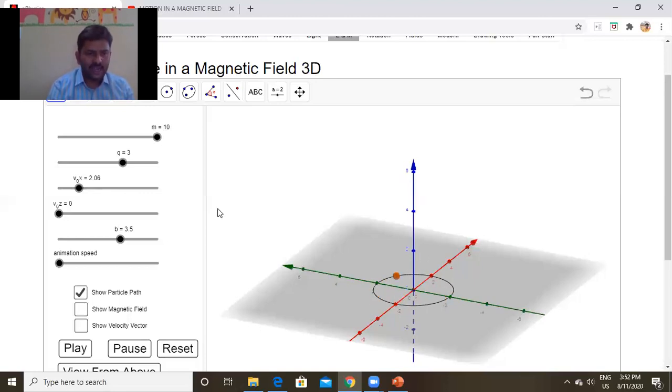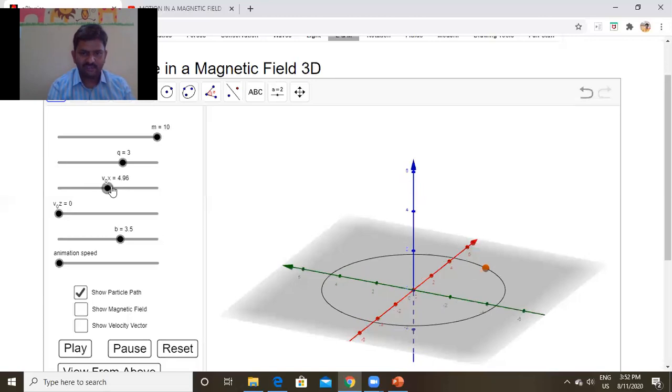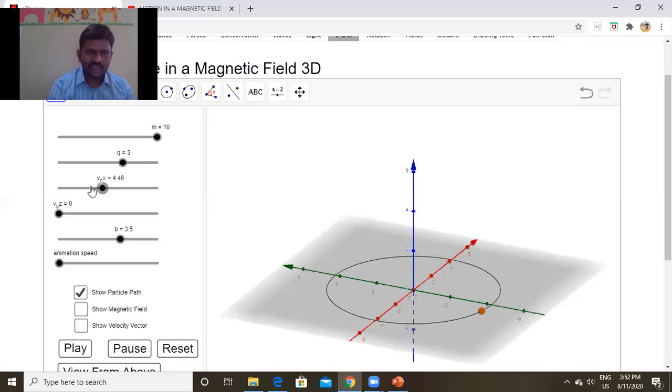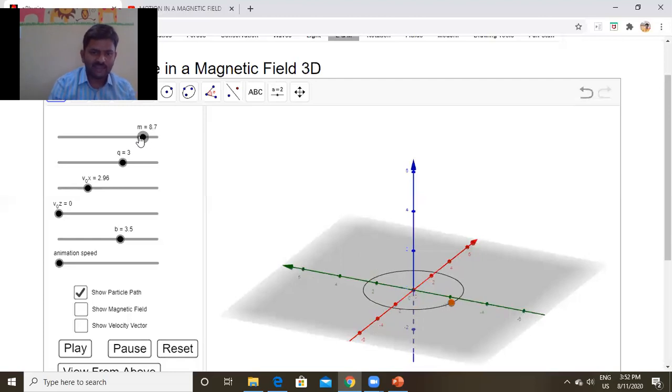Now for the same particle, if I increase the velocity, what happens? You see, I'm increasing the velocity. If I decrease the mass, the radius is decreasing. If I increase the mass, the radius is increasing. If I increase the velocity, the radius is again increasing.